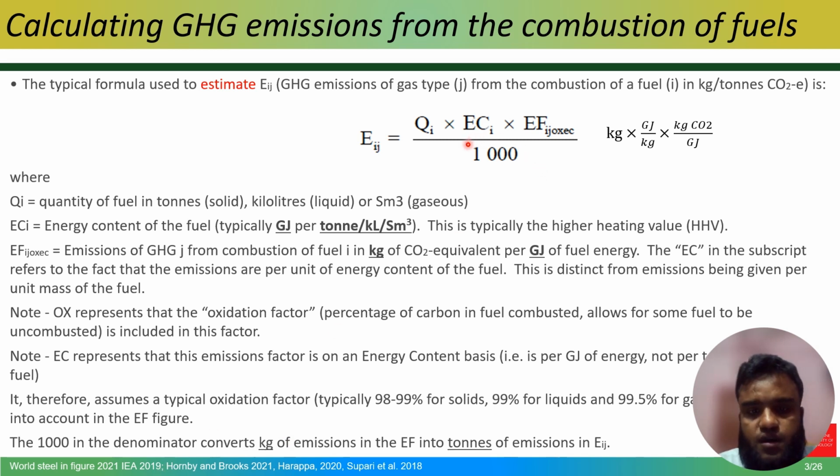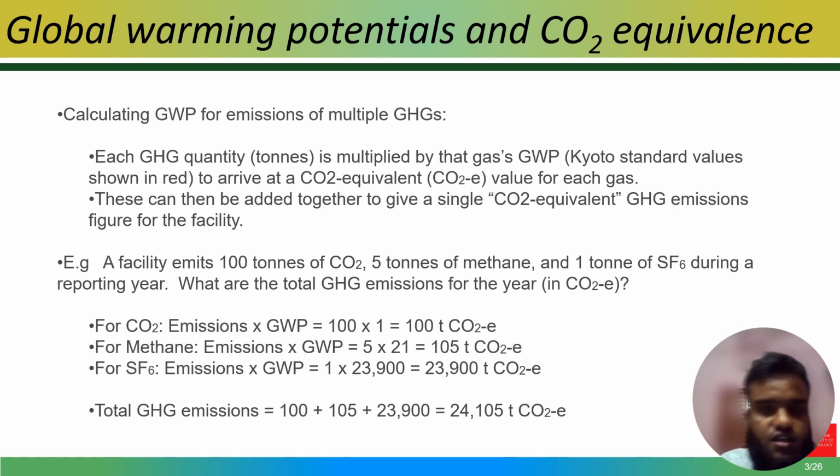And of course, in the denominator, you can see 1,000. That means if you have kilograms and you are converting it into tons. Hope this makes it clear. Okay, let us do some calculation here. We will calculate global warming potential for the emission of multiple greenhouse gases. Each GHG quantity is multiplied by its global warming potential, which I discussed before. Like the global warming potential for CO2 is 1, for methane is 21, for nitrous oxide is 310. So we have to consider those things here. This is based on the Kyoto standard value. In the red mark, we wrote the table in the previous slides.